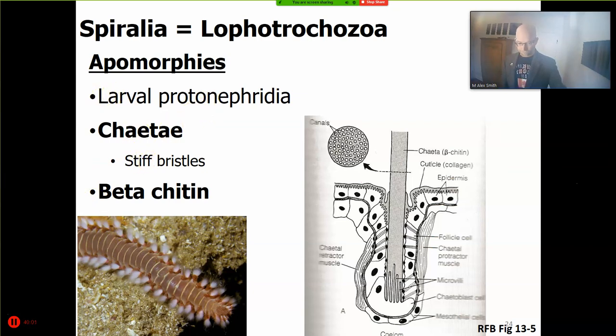One of the other apomorphies of the Spiralia is the possession of chaetae, or stiff bristles, that are composed of beta-chitin. And this beta-chitin is a specific kind of chitin in which the polysaccharide chains are arranged in a parallel fashion and not antagonistically. And so we'll compare and contrast that when we get to setae within the arthropods and within some of the ecdysozoans in a few weeks. But this is an apomorphy for this particular group.